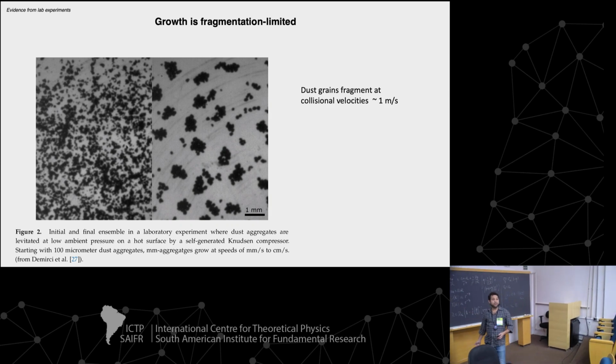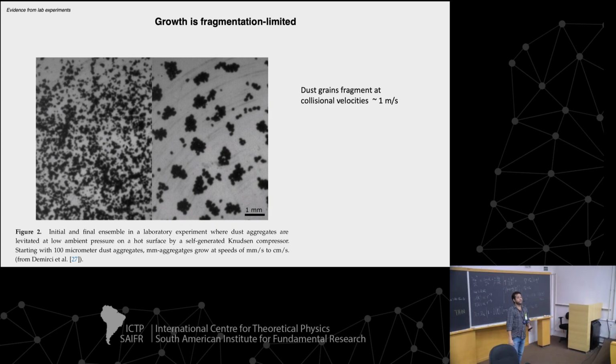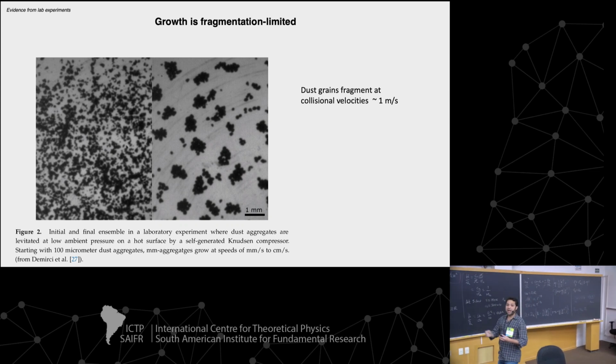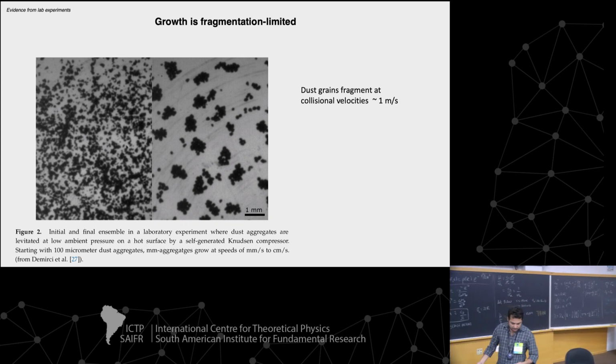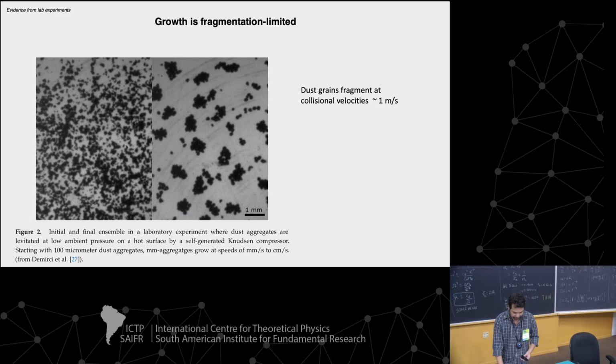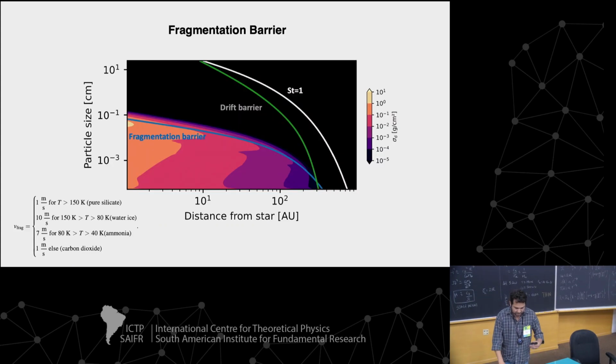Because of the drag force, they lose angular momentum and fall towards the star. But because they're also meeting at high speeds, they will fragment. So we have two barriers to growth here: the drift barrier, and the fragmentation barrier.